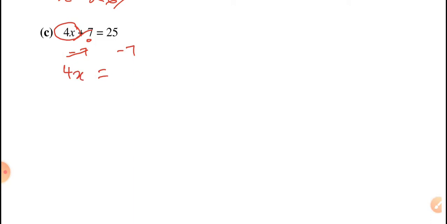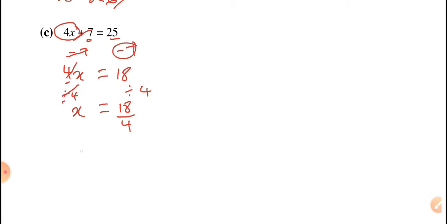So now we have to do 25 take away 7. So 25 take away 7 is equal to 18. Now we want to get rid of this times 4. So how do you do that? We have to divide by 4 on this side, and we have to divide by 4 on this side. So we've got the equal sign here. The times 4 and the divided by 4 cancel out, giving us x. So x is equal to 18 divided by 4.